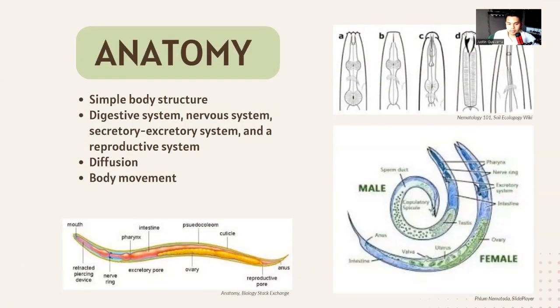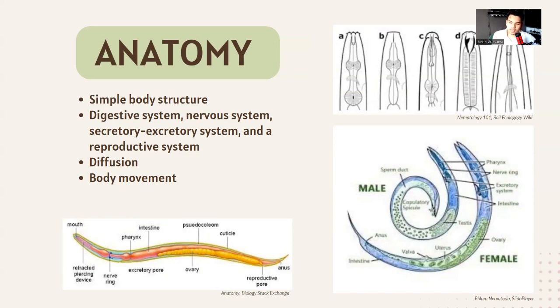Nematodes have a simple body structure consisting of a tubular body with a protective outer cuticle. They lack a circulatory system but have a digestive system with a mouth, intestine, and anus. They rely on body movement to move food from the mouth to anus since they do not have a circulatory system. But what they do have is a nervous system, a secretory, excretory system, and a reproductive system.